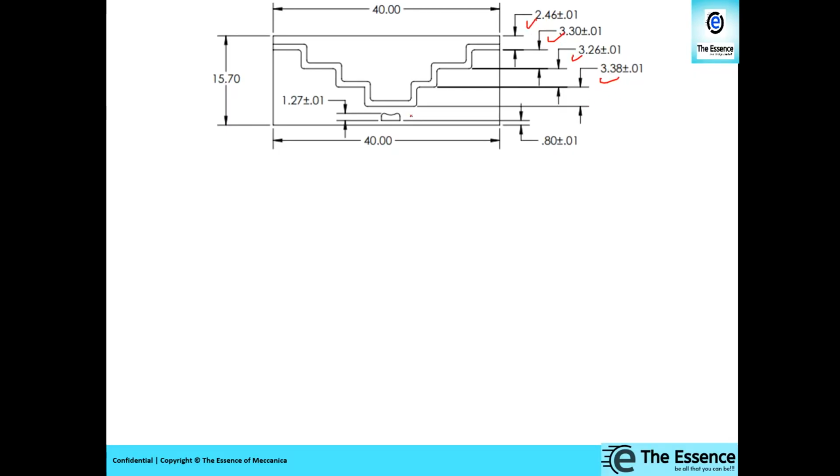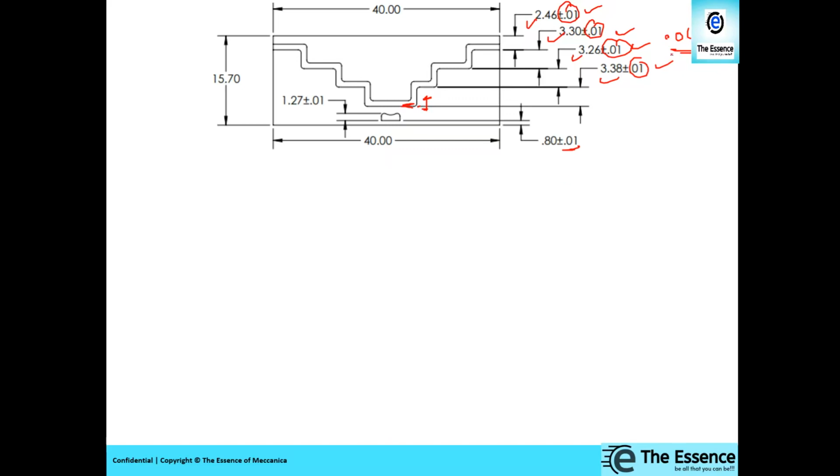So it may be possible that all these are manufactured at their extremes, like 2.4, 2.47, 3.31, 2.27, 3.39. If it gets manufactured like that, since all these tolerances are getting dumped over there, the movement of this surface from the mean will be 0.04, because all these tolerances are getting dumped and this tolerance is also affecting over there.